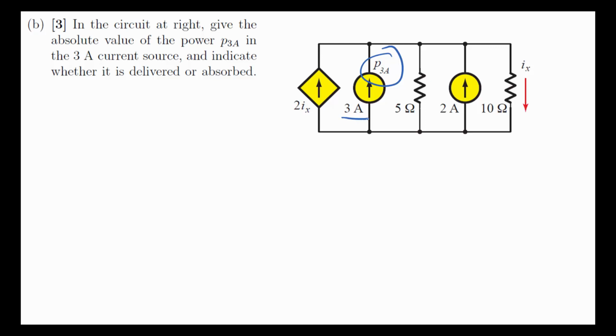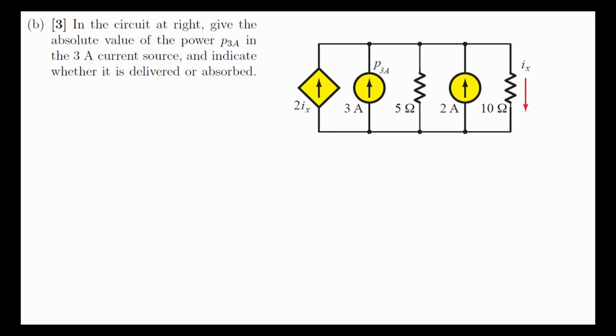So we know the current and we need to find out the voltage across the source, and then we can compute the power. Okay, so now how do we go about doing it? When we examine the circuit, it seems like nodal analysis might be a good way to solve for the voltage across it.